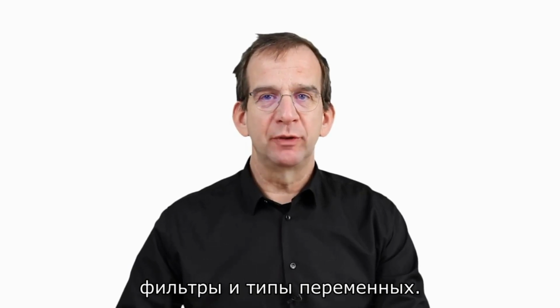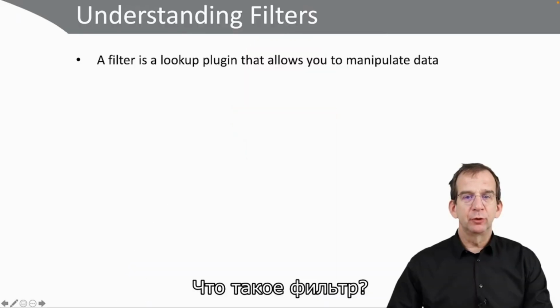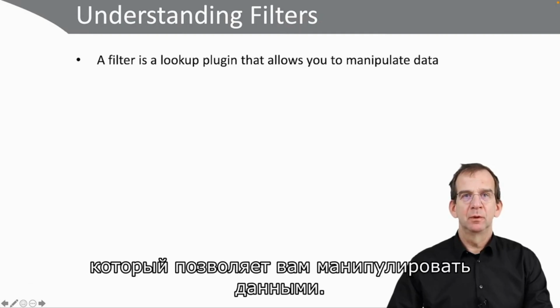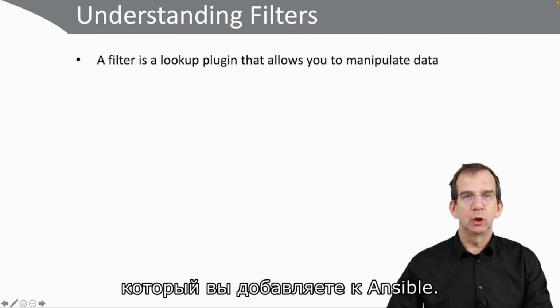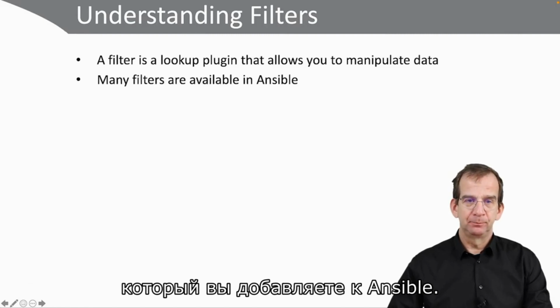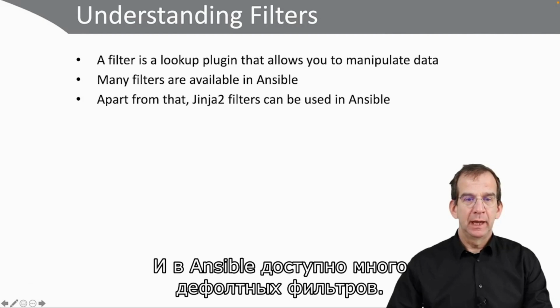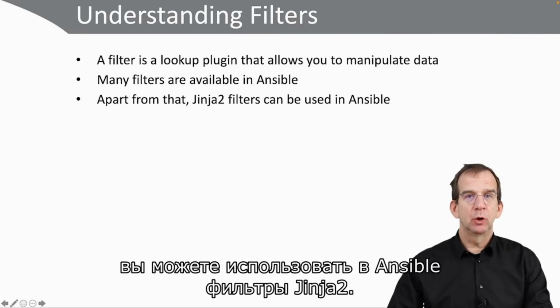In this video we are going to talk about filters and variable types. So what is a filter? Well, a filter is a lookup plugin that allows you to manipulate data. It's an actual piece of code that you are going to add to your Ansible software. And in Ansible, many filters by default are available. And apart from the default filters, you can also use generic Jinja 2 filters in Ansible.